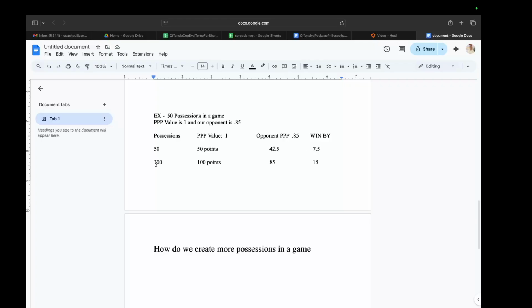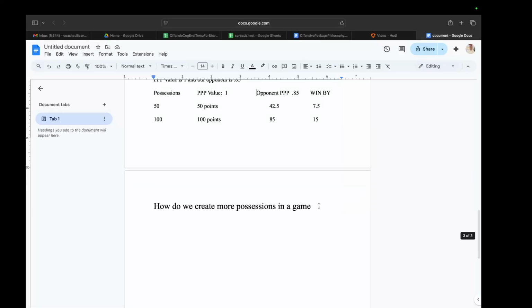If we look at 100 possessions, we get 100 points. The opponent would have 85 points. We would win by 15. So what you're probably thinking is the more possessions in a game, if we have a higher efficient offense, a higher PPP value for most of the actions we do, which again would give us an efficient offense, you want more possessions.